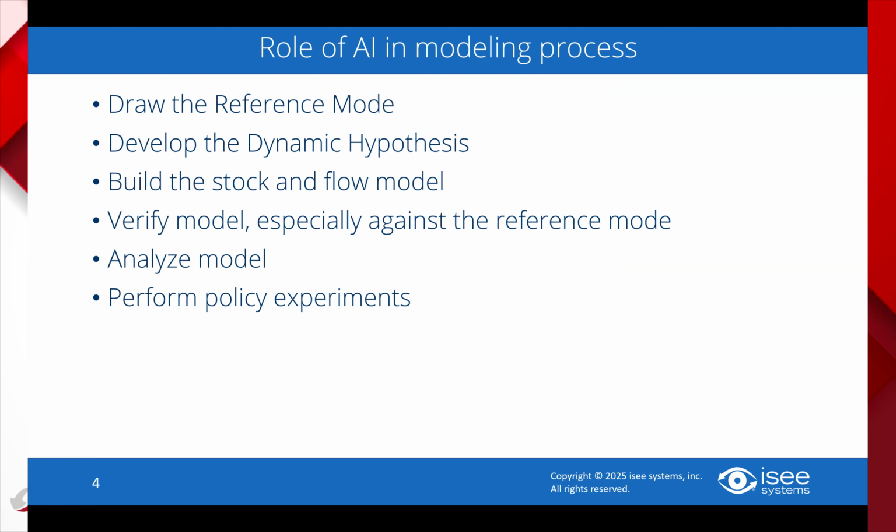These are the steps in the modeling process, and AI can be used in all of those. They can be used in defining the problem, drawing the reference mode here, although they can't actually draw it, developing the dynamic hypothesis, which is a causal loop diagram. Diana just talked about this stuff. And also policy experiments, you can check about policy even with CLDs.